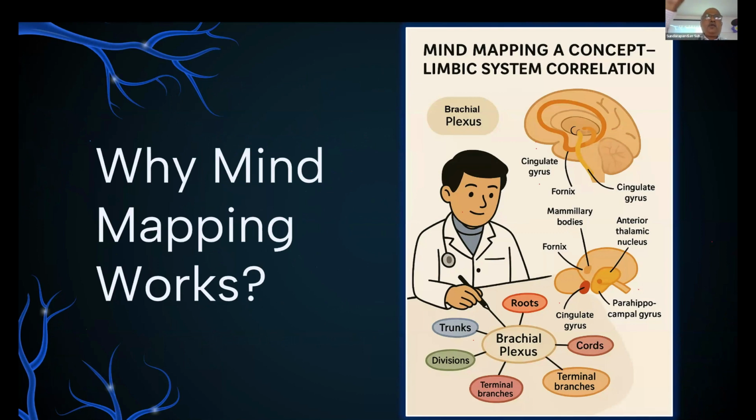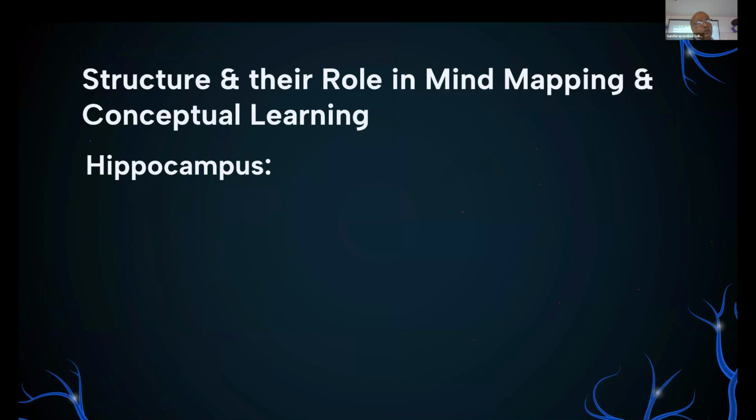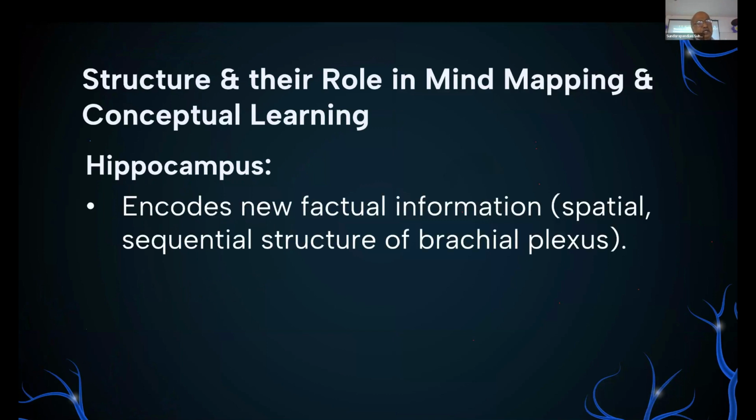So at the center we put the concept. Next, what are the various things? For the brachial plexus, you have a root stage, trunk stage, next your divisions, formation of cords and branches. That's how we create the mind map. So Dr. Nikhil is going to explain it. We will see what parts of the Papez circuit are involved and how that mind map works. So the hippocampus, once again, encodes the facial memory of the brachial plexus.